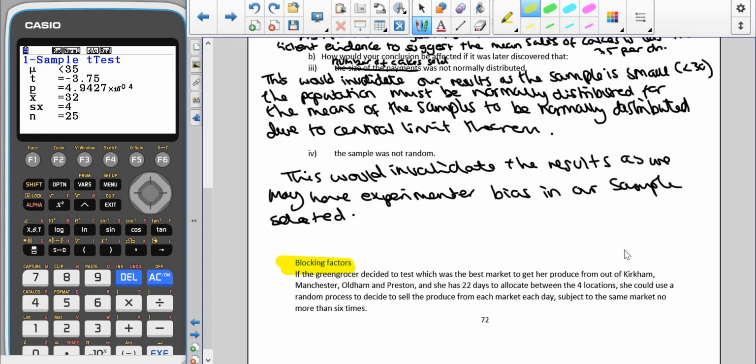if we decided to test which of the markets was better, and this time we've got even more variation, we've got Kirkham, we've got Manchester, we've got Oldham, we've got Preston, and she has 22 days where she can allocate the 4 locations, so where she gets her produce from. She could use a random process to decide to sell the produce from each market each day, subject to the same market being shown no more than 6 days.